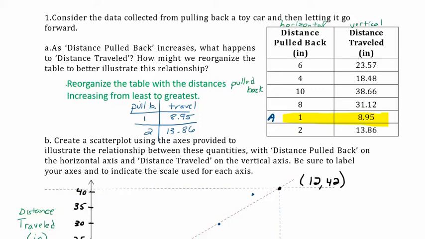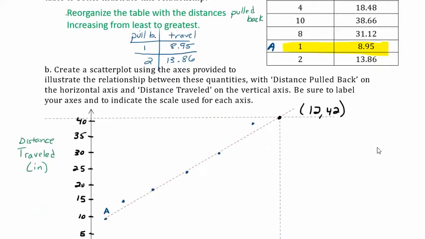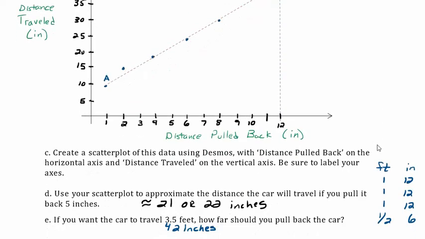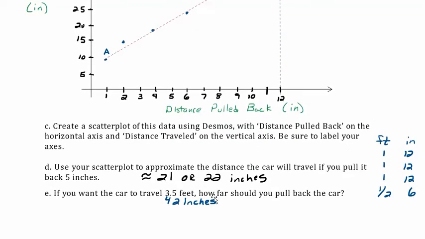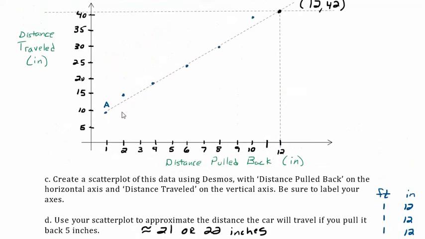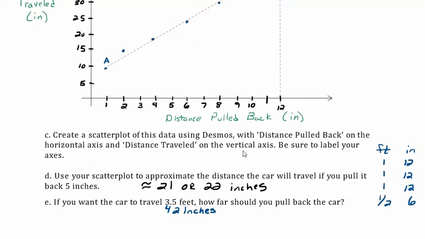In this video, we're going to take a look at Activity 3, Question 1 from Section 2.1. We went through a lot of this already in a separate video. We looked at this information here, the distance you could pull back a car and the distance it's traveled, and we created a scatter plot for this information, and we answered some questions using the scatter plot to try to predict some other information.